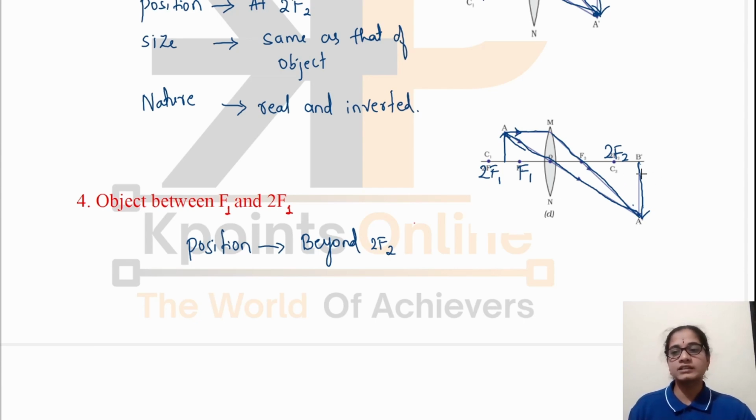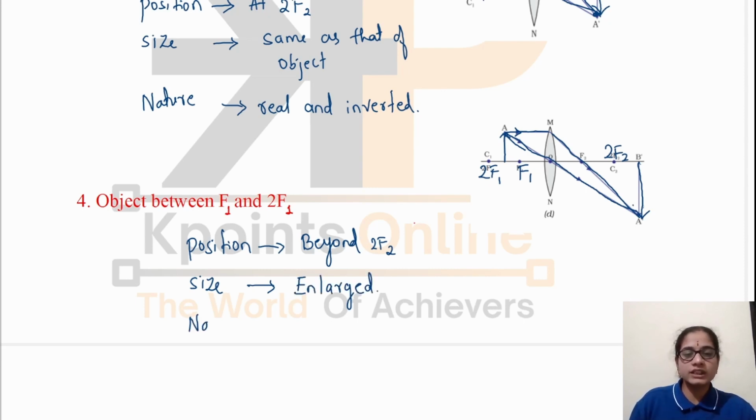And how is the size of the image? It is larger when compared to the object. So, it is enlarged. The size of the object is less, which means the image formed is of larger size when compared to the object. Nature of the image. This is formed by the actual meeting of the refracted rays. So, it is real. And also, we can see here the inverted image is formed. So, the nature is real and inverted.